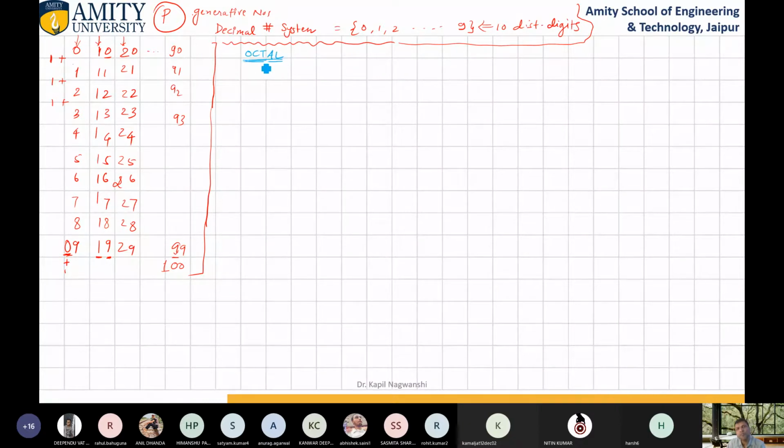Octal number system means it consists of 0, 1, 2, 3, 4, 5, 6, and 7. Total 8 number of digits are there for octal number system. I am dividing because next will be hexadecimal. So let us now do counting in octal number system.